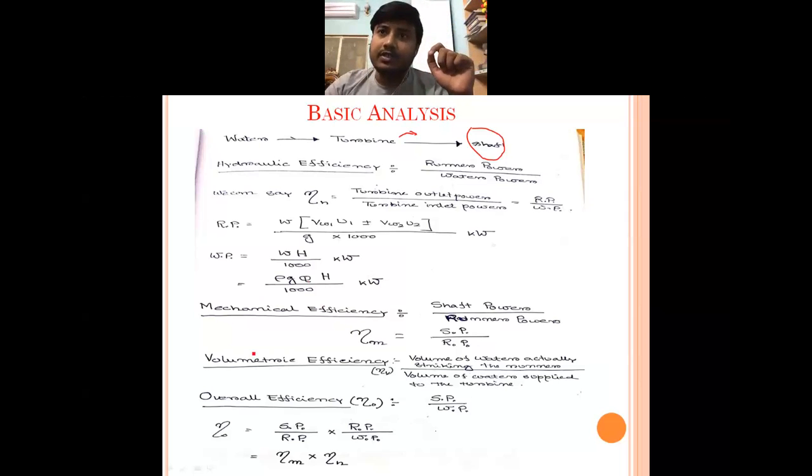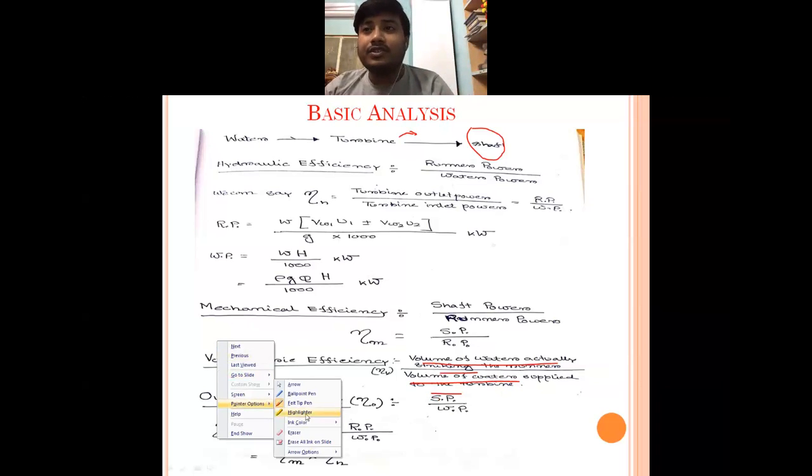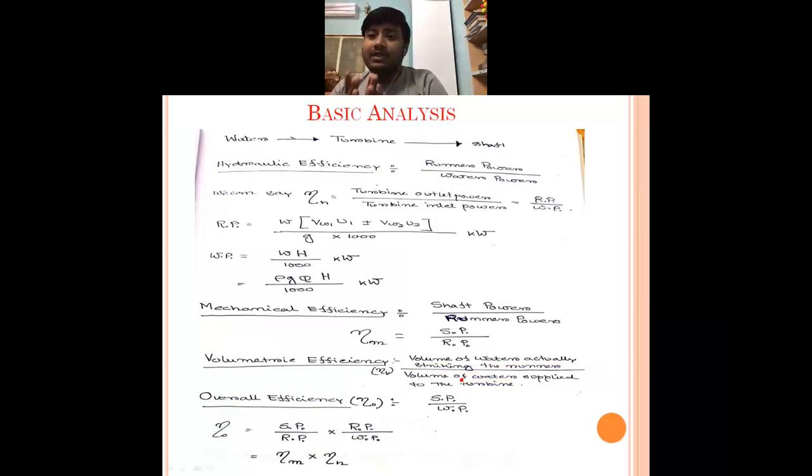Then volumetric efficiency is not so important, but you still should know that it is the volume of the water actually striking the runner by the volume of the water supplied to the runner. Okay, this is the volumetric efficiency. And the last efficiency that comes is the overall efficiency.